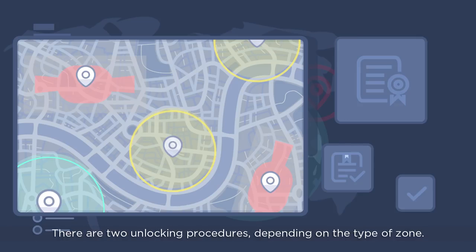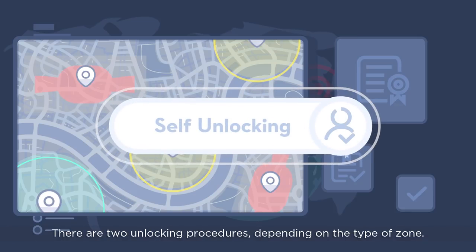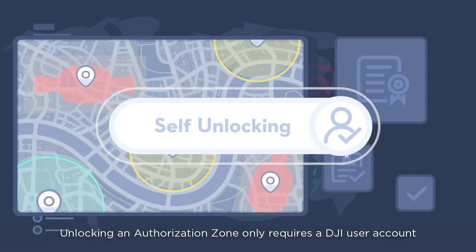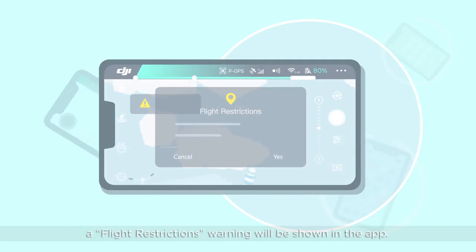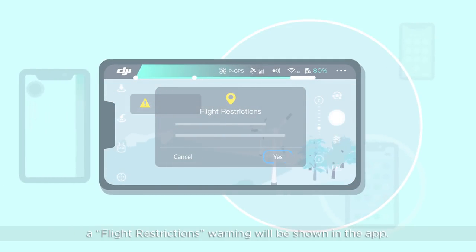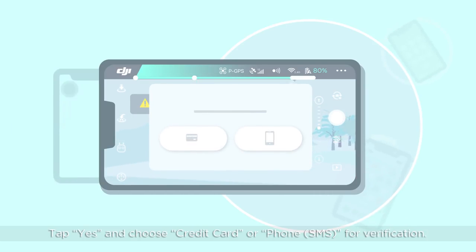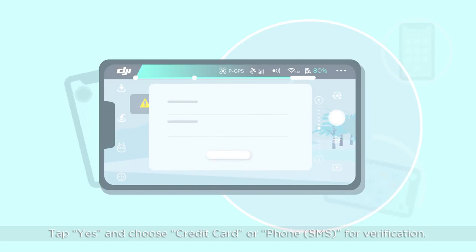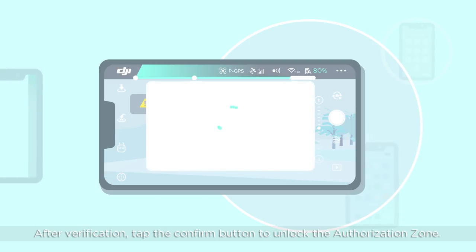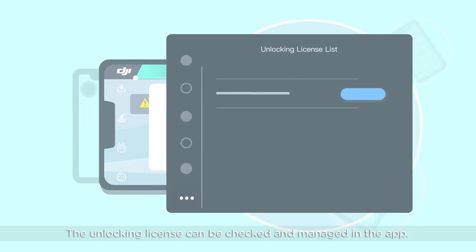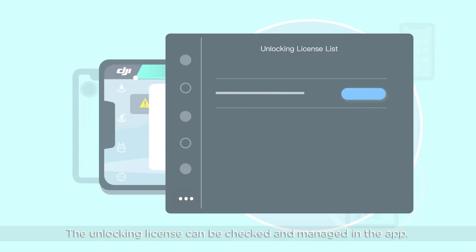There are two unlocking procedures, depending on the type of zone. Unlocking an authorization zone only requires a DJI user account to have its identity verified. When you take off inside or near an authorization zone, a flight restrictions warning will be shown in the app. Tap Yes and choose credit card or phone SMS for verification. After verification, tap the Confirm button to unlock the authorization zone. The unlocking license can be checked and managed in the app.